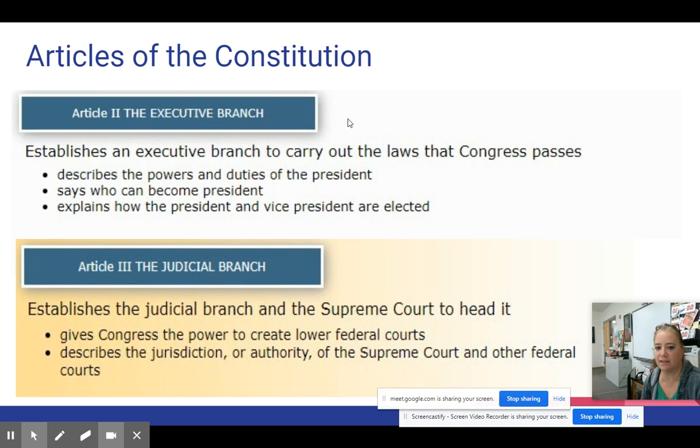Article 2 is the executive branch. It was established to carry out the laws. And it talks about the president. The president is part of our executive branch, who can become president, how the president and vice president are elected. And then there's a whole other administration part of the executive branch that we'll talk about once again when we talk about the executive branch. The judicial branch establishes the Supreme Court.